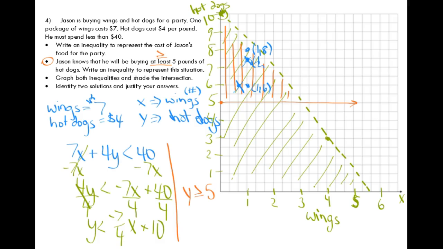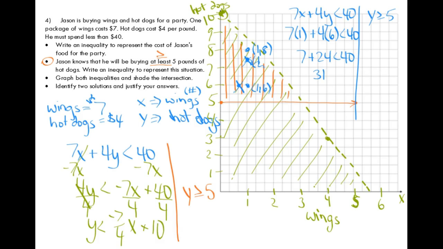So I write my original inequalities out, and I check. So 7 times 1 plus 4 times 6 is less than 40. And I get 7 plus 24 is less than 40, which is 31 is less than 40. That one works. And then, of course, the y is going to work because 6 is greater than or equal to 5. So that works too. And I'm going to be done before 20 minutes hits. Good luck. I'll see you tomorrow.